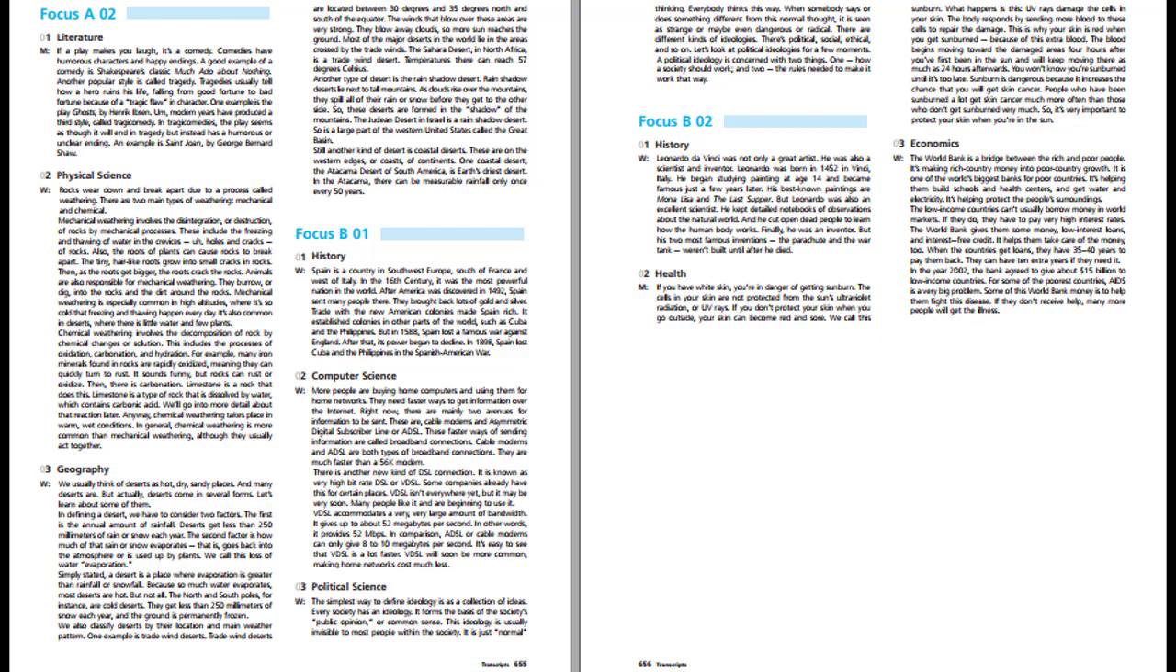The low-income countries can't usually borrow money in world markets. If they do, they have to pay very high interest rates. The World Bank gives them some money, low-interest loans, and interest-free credit. It helps them take care of the money, too. When the countries get loans, they have 35 to 40 years to pay them back. They can have 10 extra years if they need it.